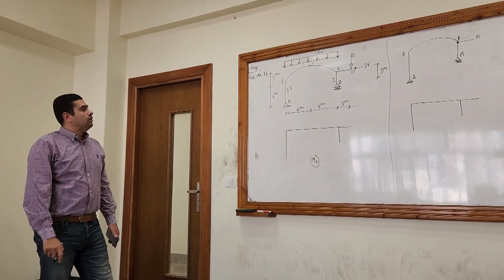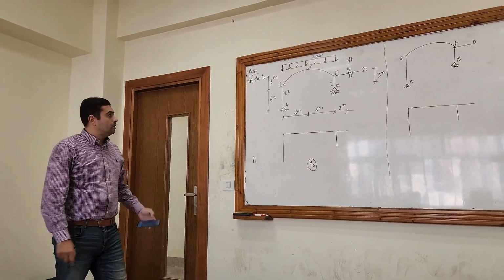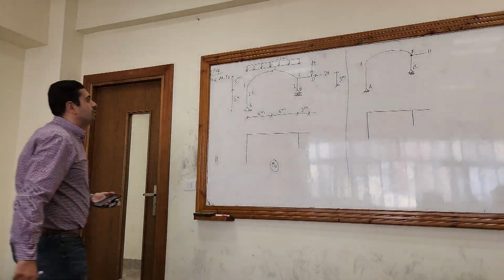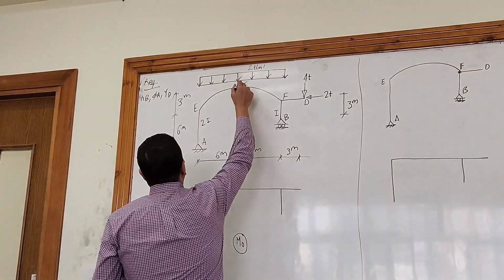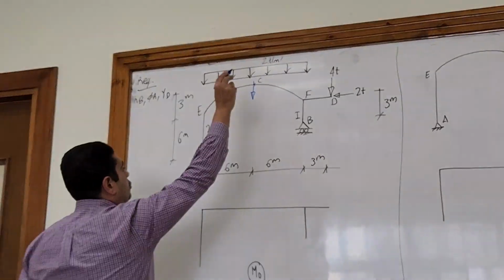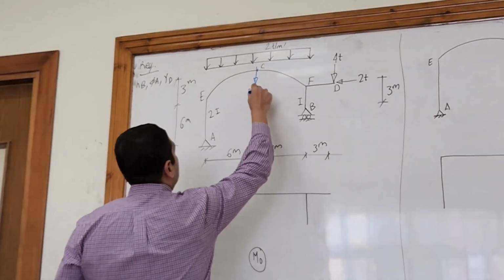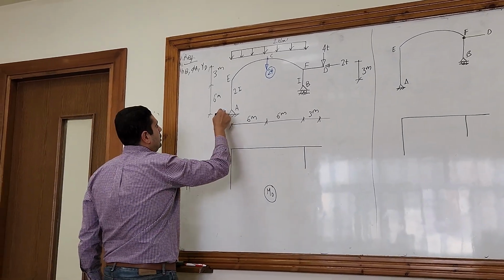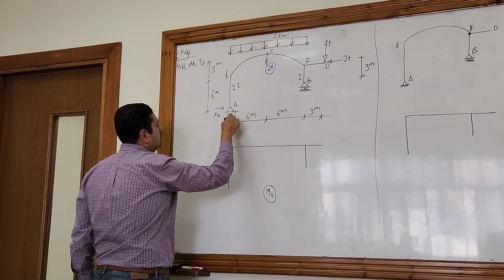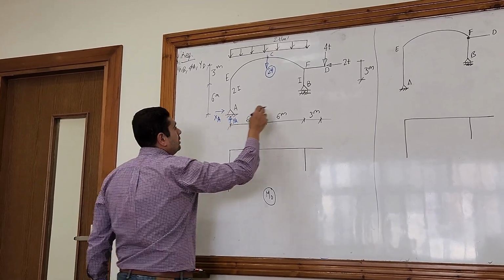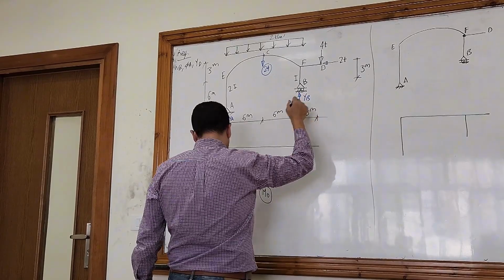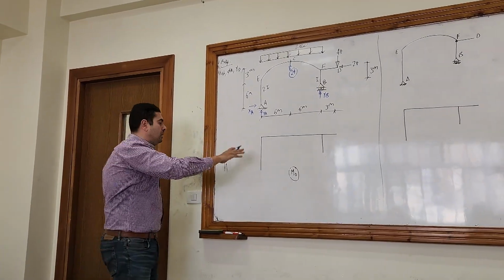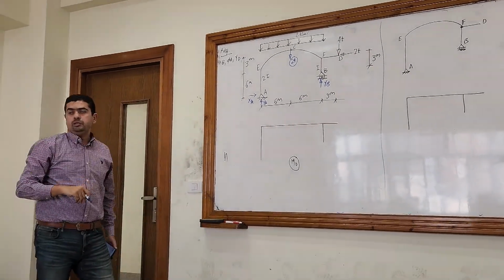Okay, first let's calculate the reactions. Here I have a distributed load from E to F. So the concentration will be 2 times 12, which is 24 in the middle. The reactions here I have XA and YA, and here I have YD. So regardless what is required here, I calculate the reactions and draw the bending moment, and then I will see what's required. Okay.